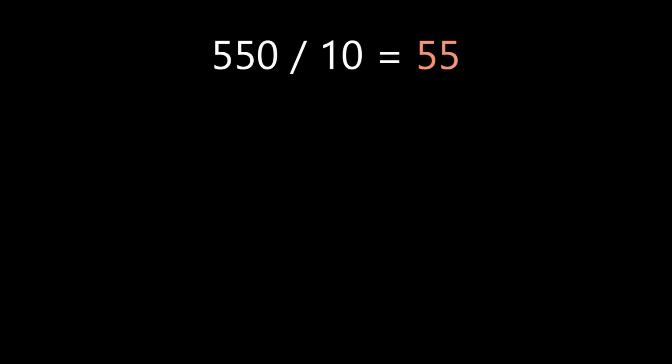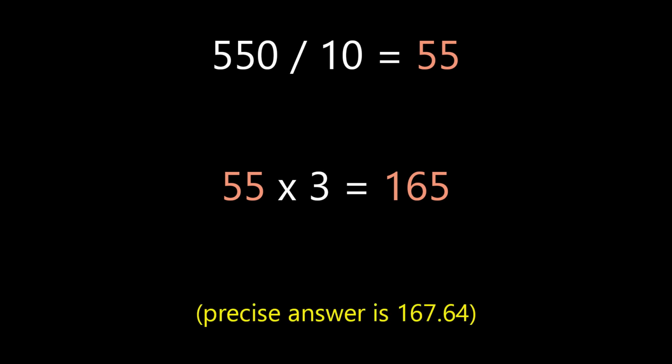Now let's take an example that's a little bit trickier. 550 divided by 10 is 55. 55 times 3 is 165. Again, you're very close to the precise answer, which is 167.64.